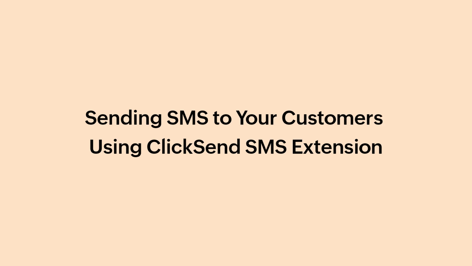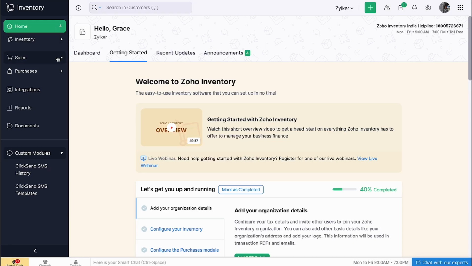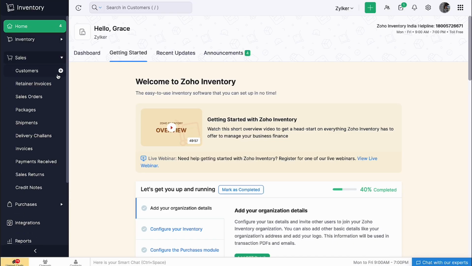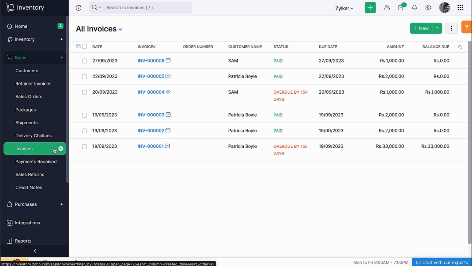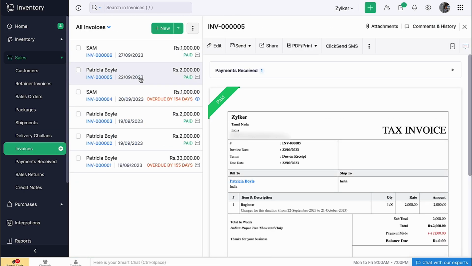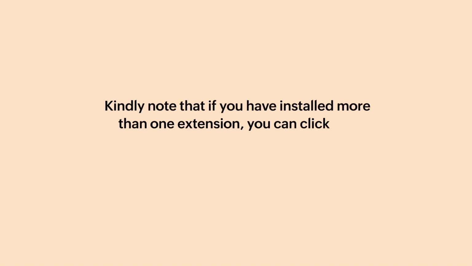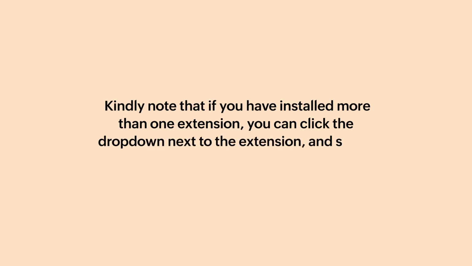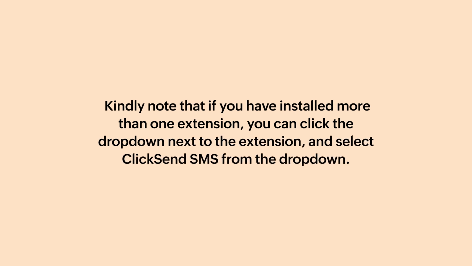Now, let's send SMS to your customers using the ClickSend extension. Go to Sales and select Invoices or Customers. For the purpose of this video, let's select Invoices. Select an invoice and click Send SMS at the top. Kindly note that if you have installed more than one extension, you can click the drop-down next to the extension and select Send SMS from the drop-down.